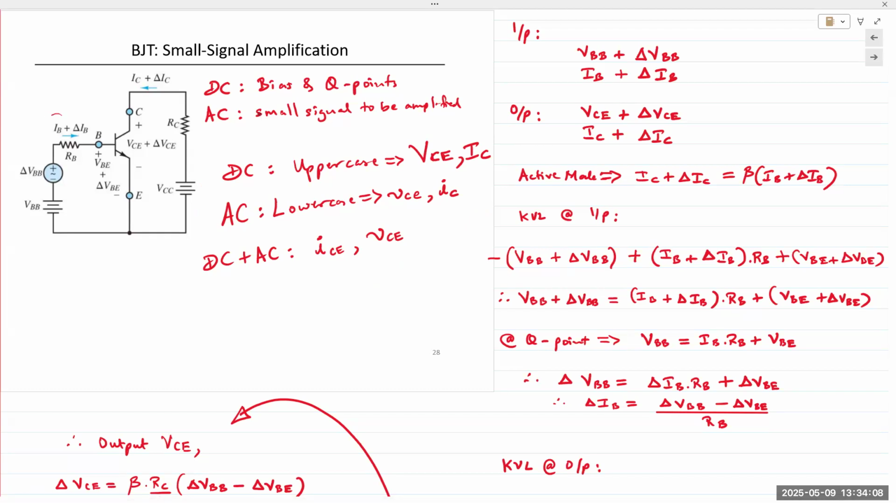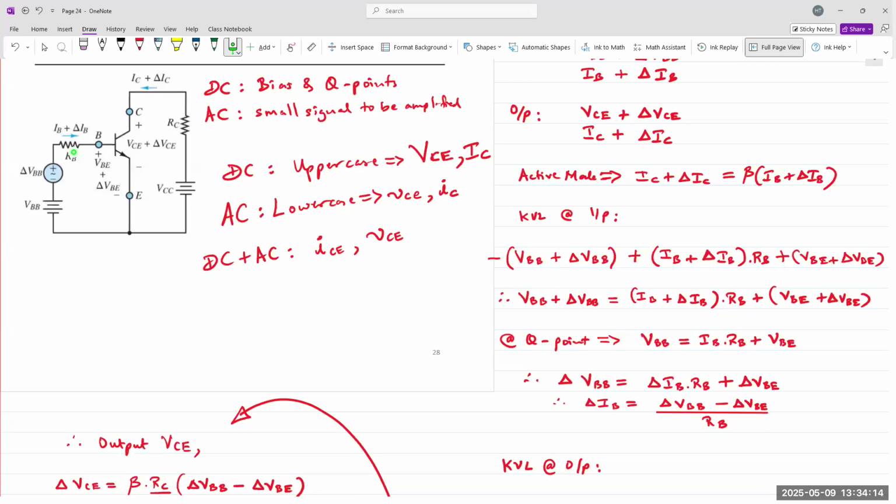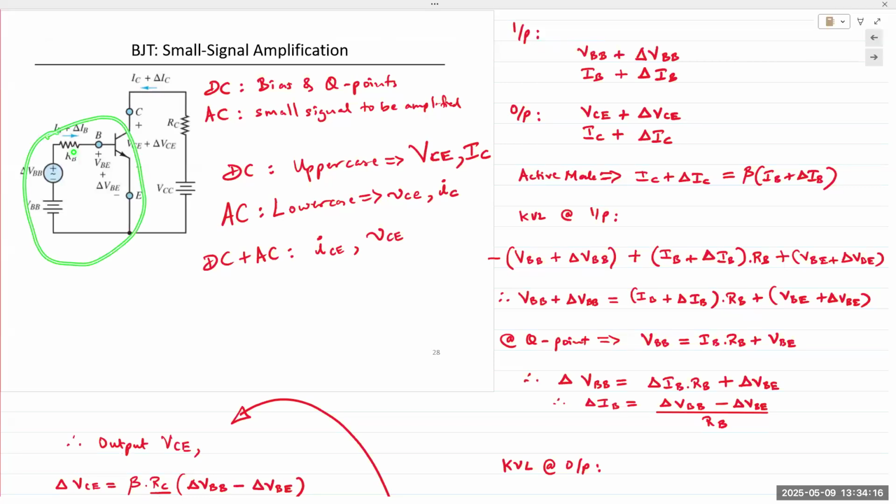All right, so if you look at this on the input side, okay, this is the input side. Everything's still the same. You have the supply voltage VBB, you have the resistor RB, and you have the voltage drop VBE. So if you apply KVL, you would have these voltages and these resistors, right? Sorry, not that one, this one.